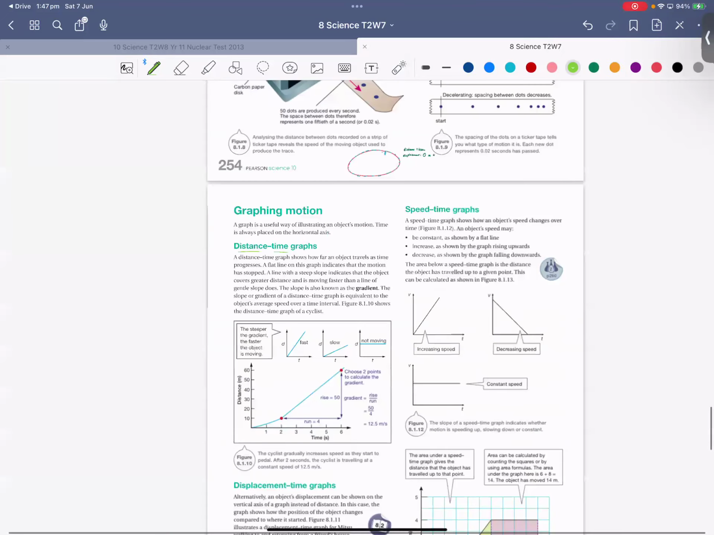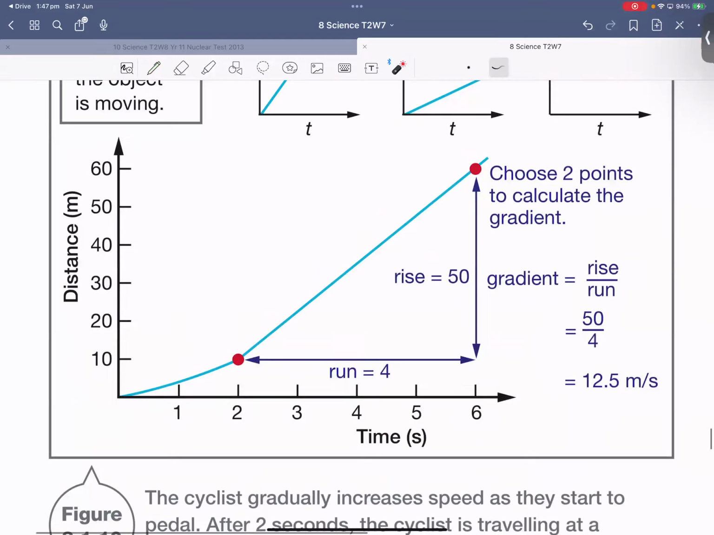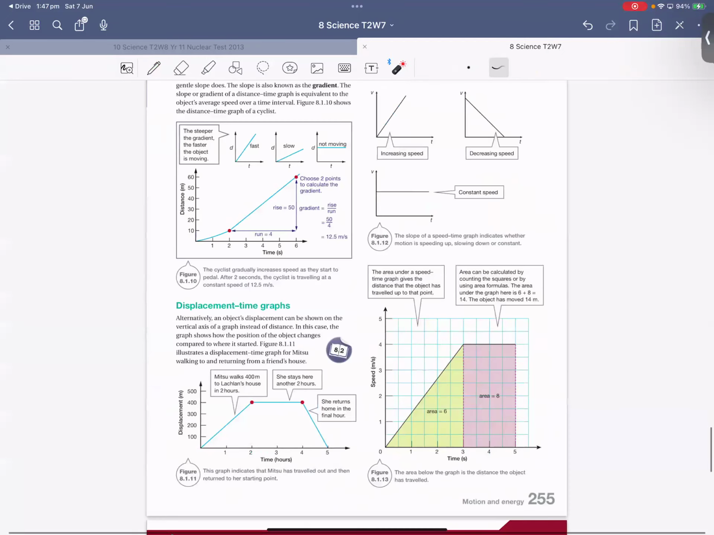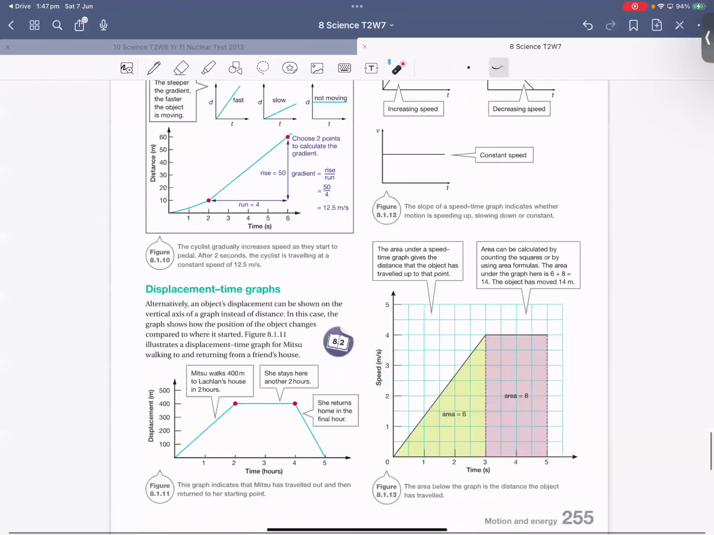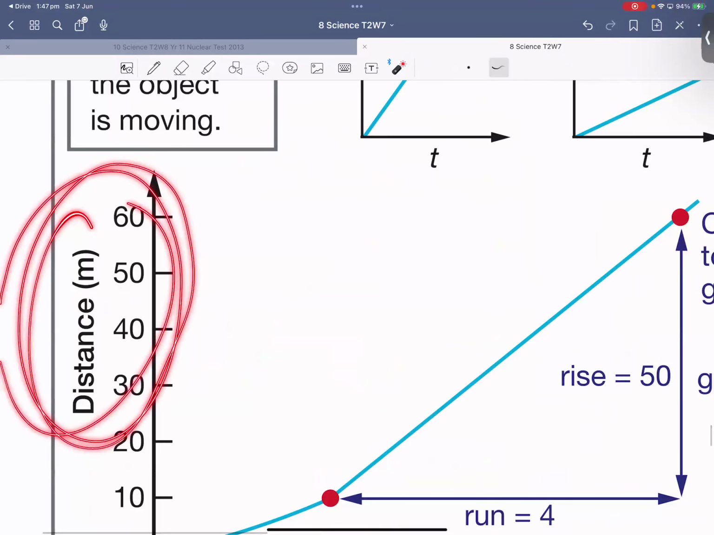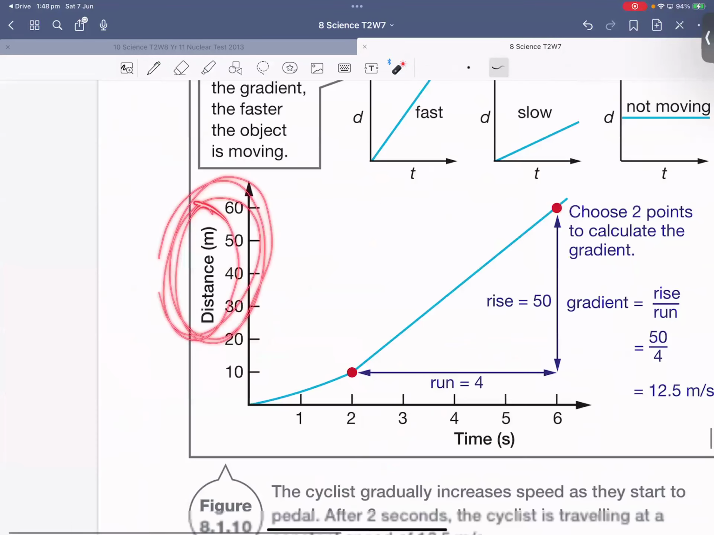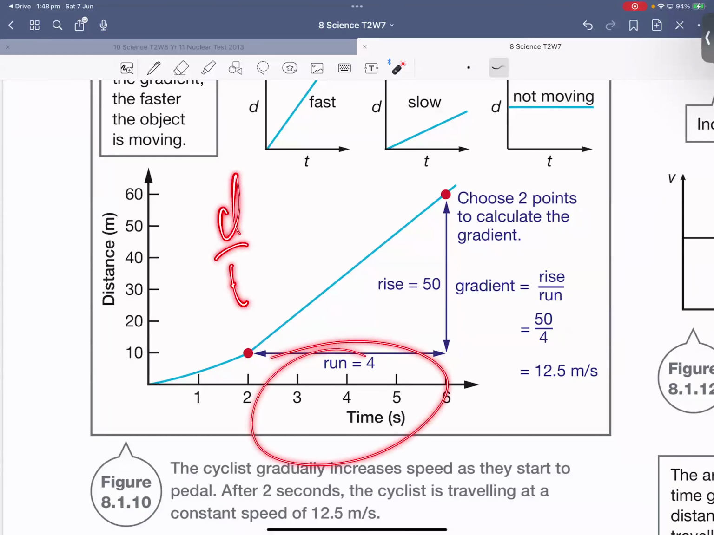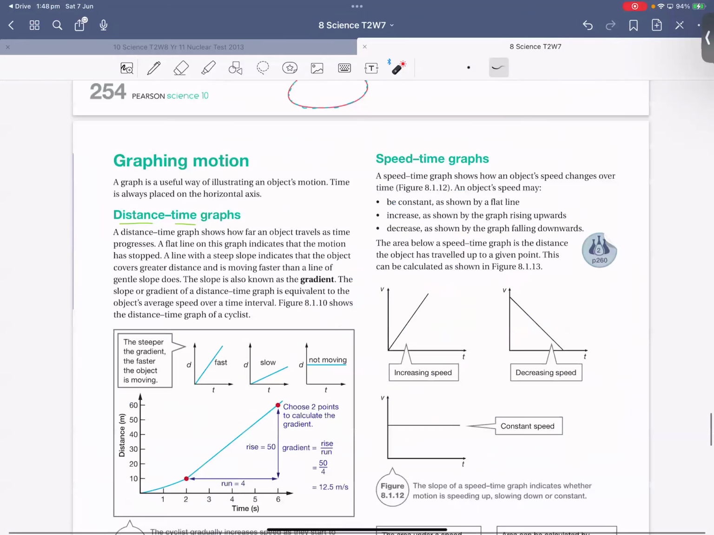So can you give us some? Okay. Guys, you're given this. Tell me, how do you find gradient? Formula? Rise over run. You agree rise is change in distance divided by change in time. What's distance over time equal to? Speed. Therefore, the gradient of a distance time graph is your speed.